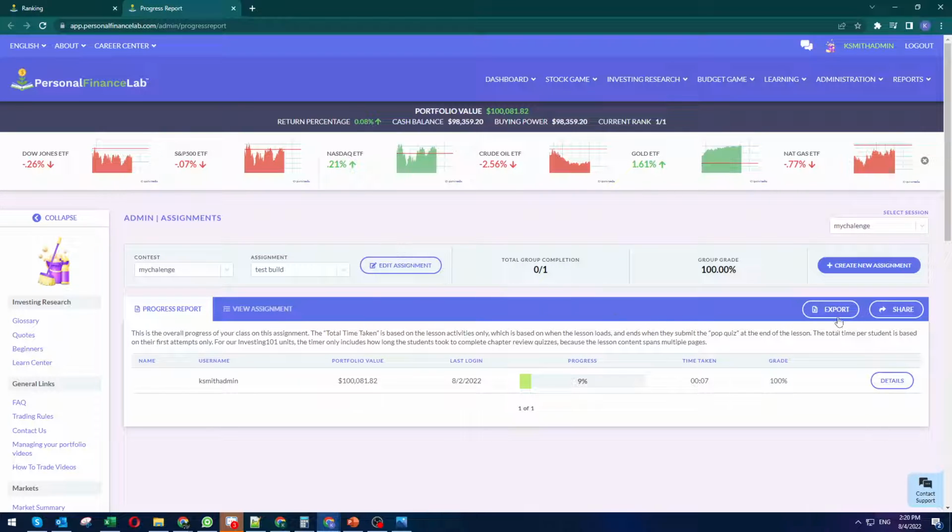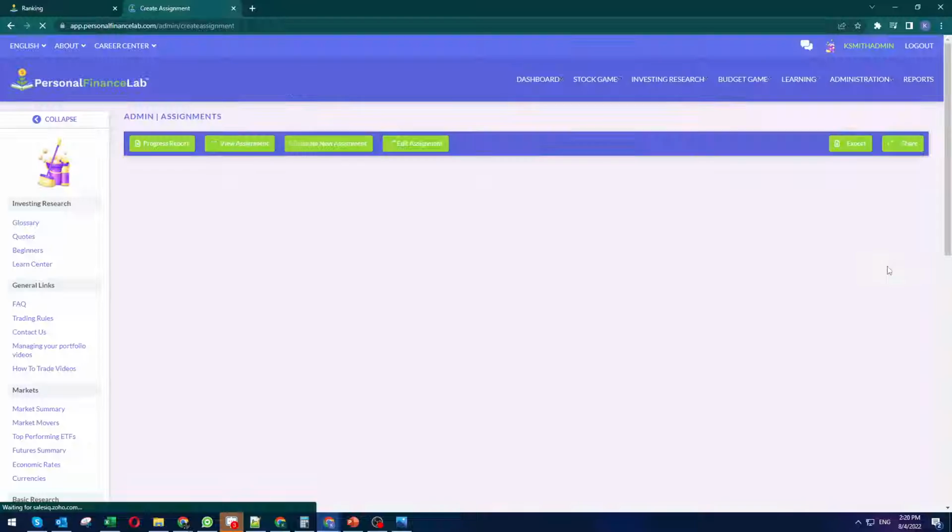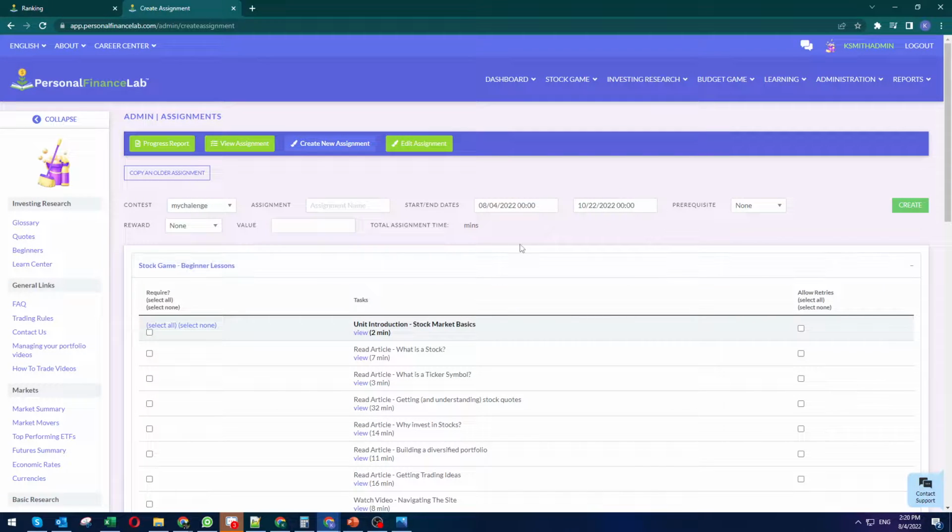So if I go over to my assignments, I'm going to create a new assignment. And the way assignments work is that you're going to pick the stuff you want your students to do in any time horizon. So next 24 hours, next week, next month. Most teachers create their assignments weekly. So I'll call this my week 1 assignment.